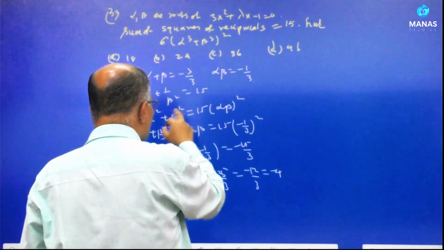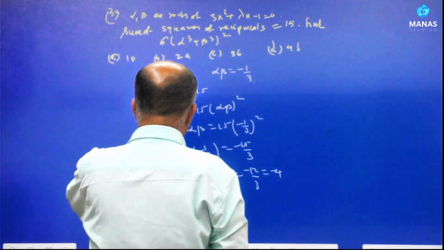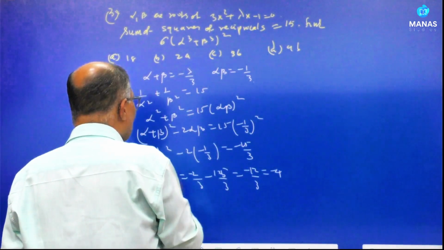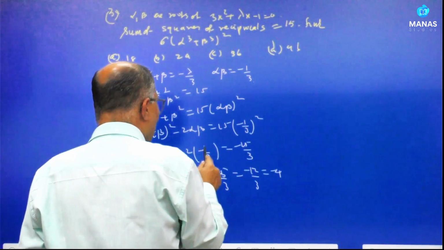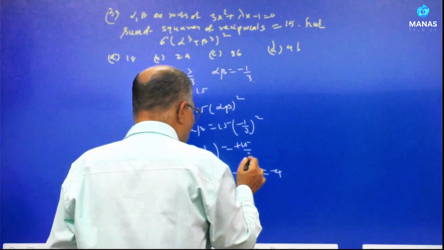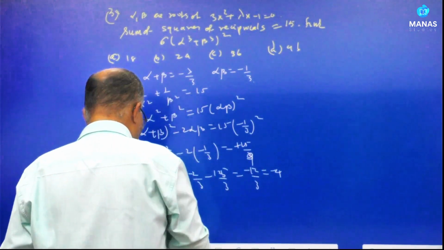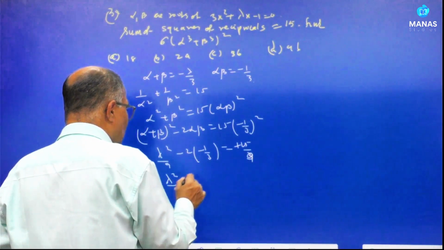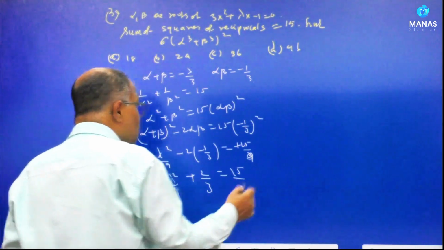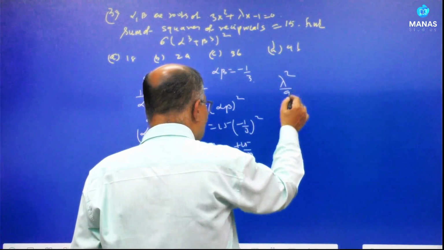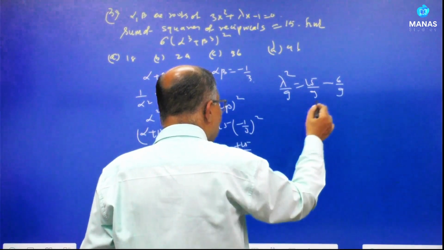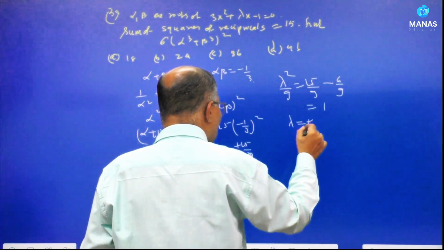1 by alpha square plus 1 by beta square equal to 15. Alpha square plus beta square is equal to 15 into (alpha beta) whole square. Lambda square by 9 minus 2 times minus 1 by 3 equal to 15 by 9. So next step, lambda square divided by 9 plus 2 by 3 equal to 15 by 9. So lambda square divided by 9 equal to 15 by 9 minus 6 by 9, which is equal to 1. So lambda is equal to plus or minus 3.